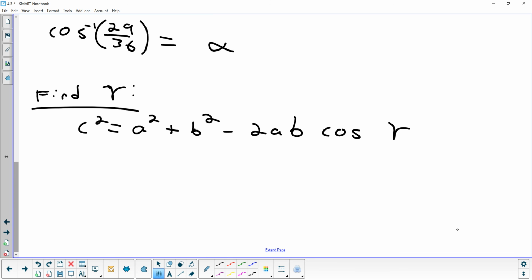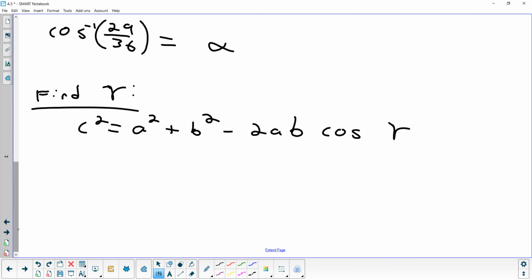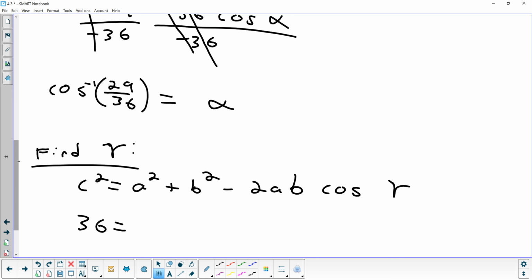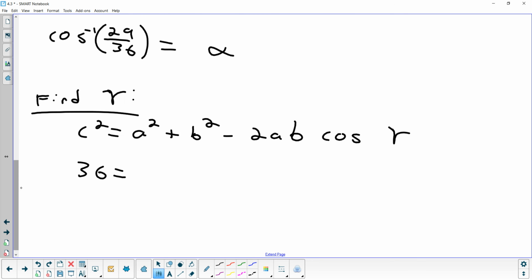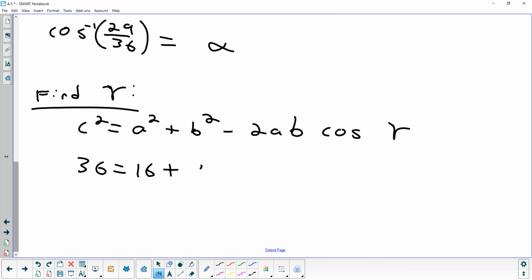All right, so hopefully in a couple minutes you can at least try to set it up, and then let's go through it and see if we can get the answer. All right, let's start out with c squared. Colby, what's c squared in this case? 36. Yep, I agree. And Autumn, a squared? 16. Let's see, 16 looks good. And b squared, 9. Let's see, 9 looks good.